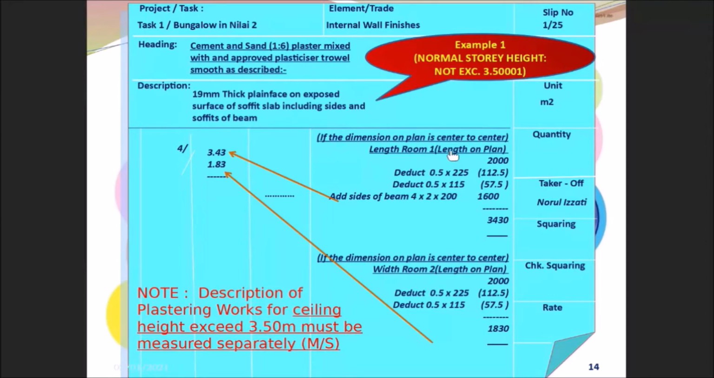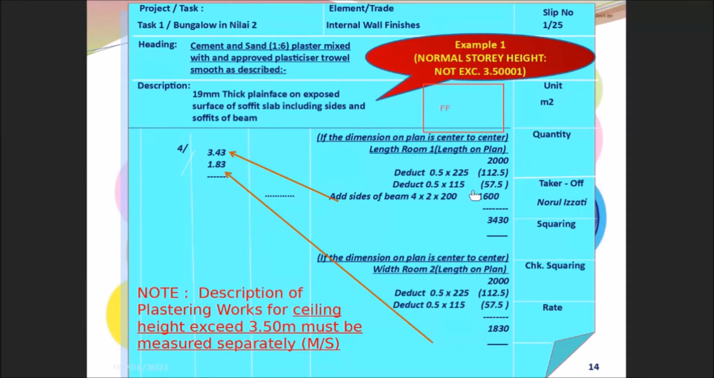If you are given the dimension on plan, basically we have to measure the area on plan. The unit of measurement is meter square. Sometimes you can take the quantity exactly as the floor finishes. So if you measure the floor finishes first, you can take the quantity. If you measure ceiling finishes first, that means you have to show the calculation, same as the floor finishes.